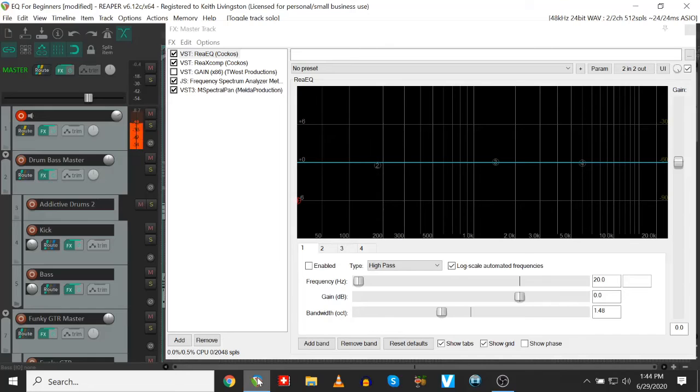Let's talk about the basics of frequency and how musical instruments all fit together frequency-wise. This will help you to understand arrangement, production, recording, and EQ. I'm Keith. Let's get started.